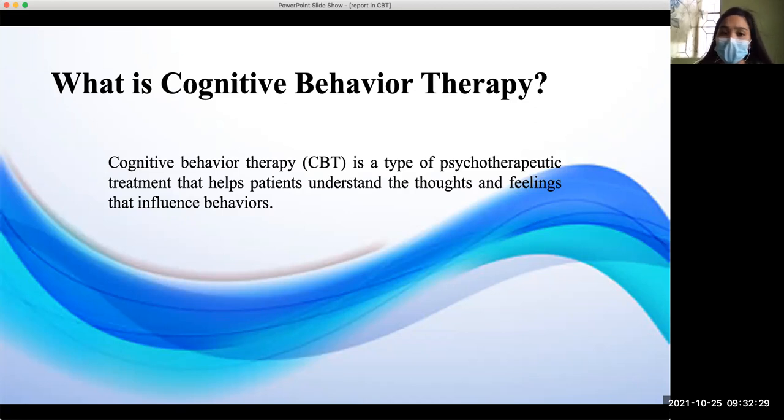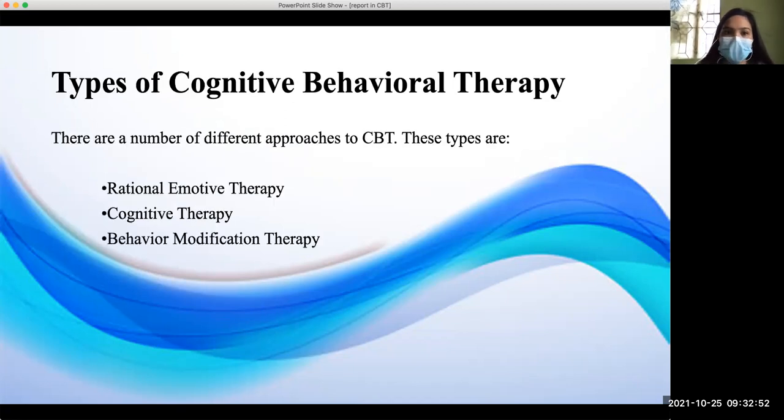So, the basic principle of cognitive behavior therapy is that our thoughts and feelings play a fundamental role in our behavior. The goal of cognitive behavior therapy is to teach patients that they can take control of how they interpret and deal with things in their environment. There are a number of different approaches to CBT. These types are rational emotive therapy, cognitive therapy, and behavior modification therapy.